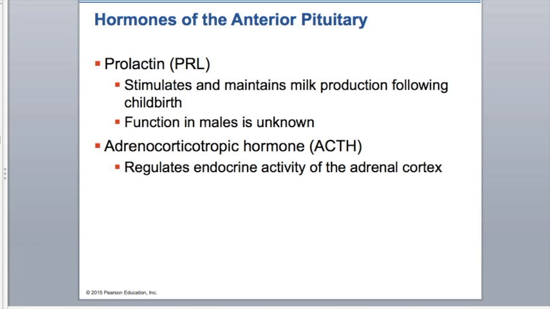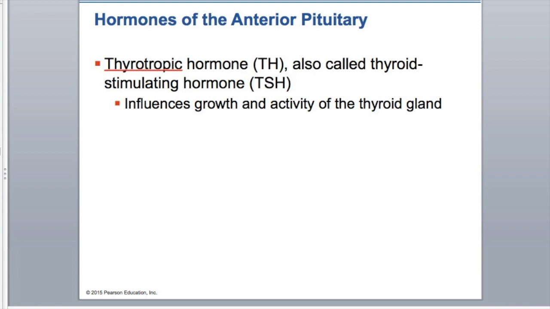You've got your adrenocorticotropic hormone. That basically regulates the activity of the adrenal cortex. Really quite simple, not so complicated. You've got your thyrotrophic hormone, or TH. It's also called thyroid stimulating hormone, TSH. It influences or controls the growth and activity of the thyroid gland.